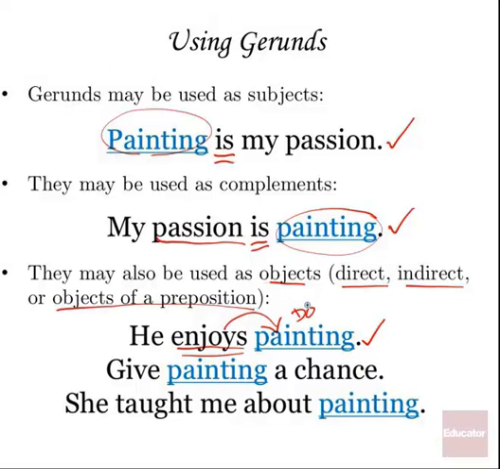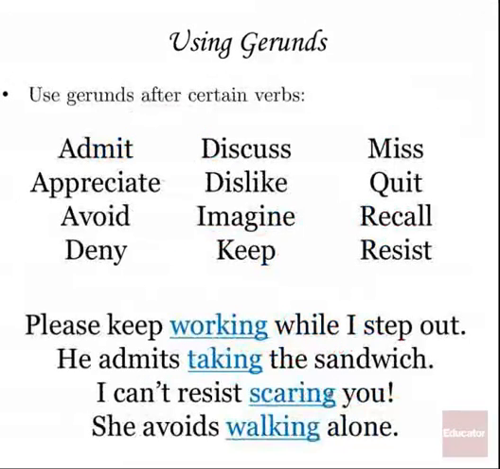Give painting a chance. Here we have an indirect object. Our verb is give. Our direct object is chance. And our indirect object is painting, because painting is what is receiving the direct object, the chance. And finally, she taught me about painting. Well, this is a prepositional phrase. Includes the preposition about. About what? About painting. You remember, a prepositional phrase is anything you can do to a log. She taught me about the log, about painting. So you can use a gerund in pretty much any way you can use a noun.